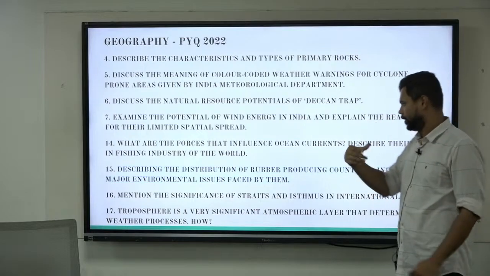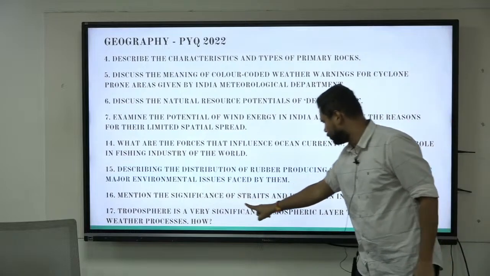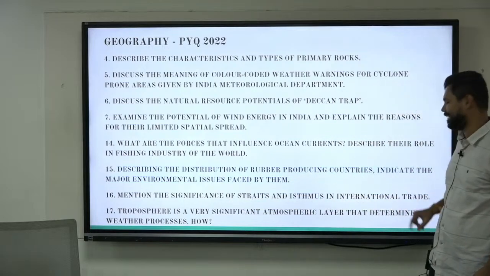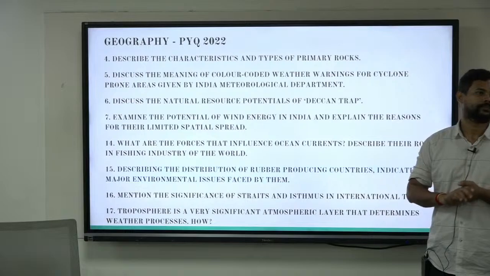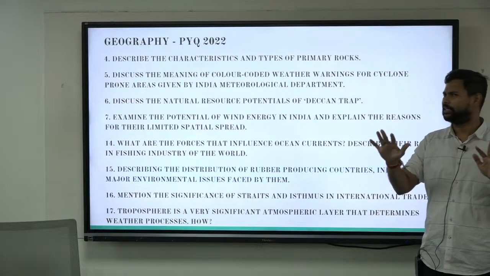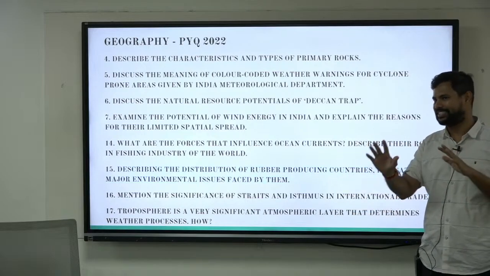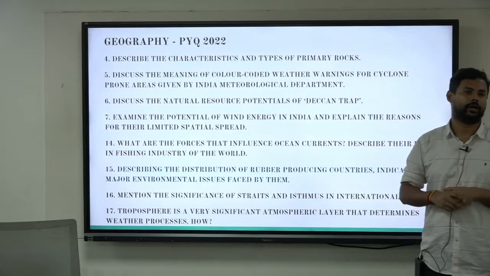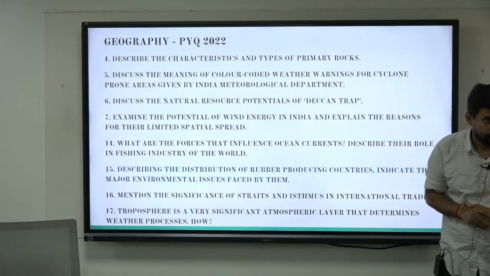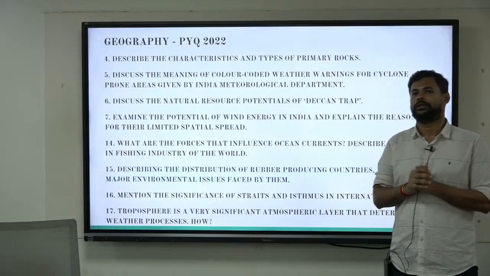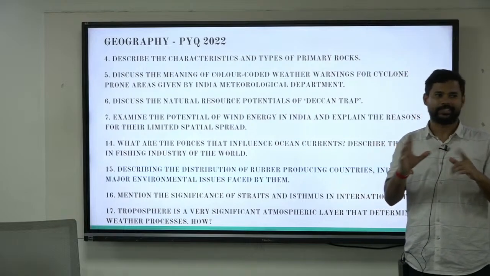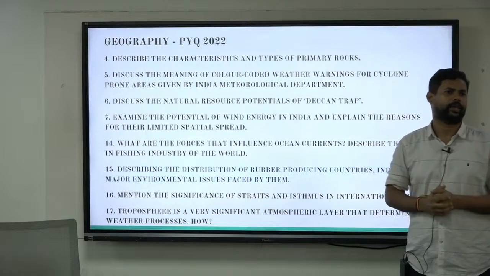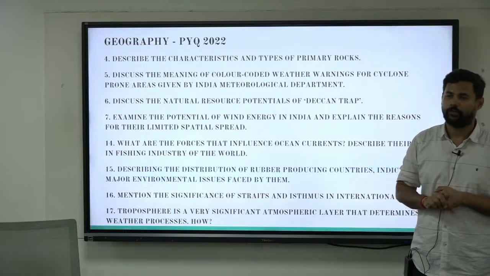Anyways, mention the significance of straits and isthmus in international trade. Try. It's okay if you are wrong also. There is nothing called wrong in the first place. What do you feel this particular question can come under? Mapping. Okay. Mapping as such is not a theme, but anyways, it's a fair try. Landforms. Fair enough.